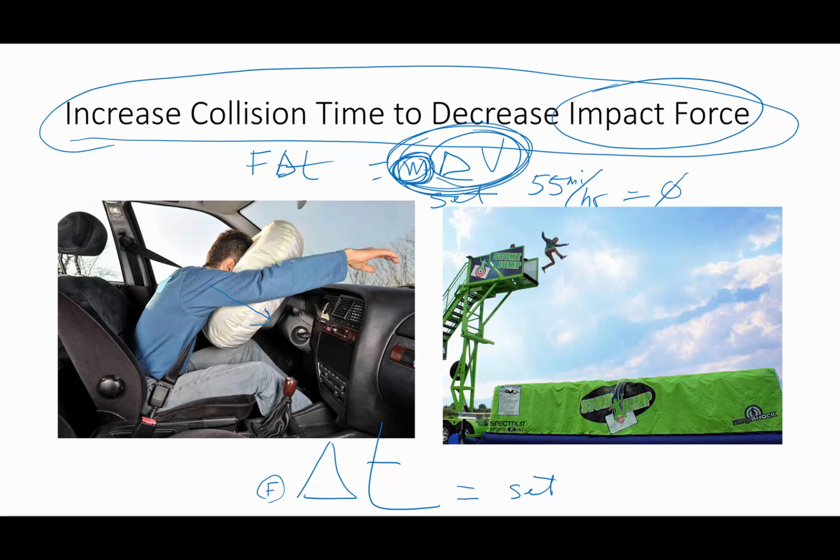This is a stunt person jumping into a large airbag. When this person hits the airbag, the air whooshes out in all sorts of directions, and the purpose is to slow down that collision to make the force of impact small and survivable.